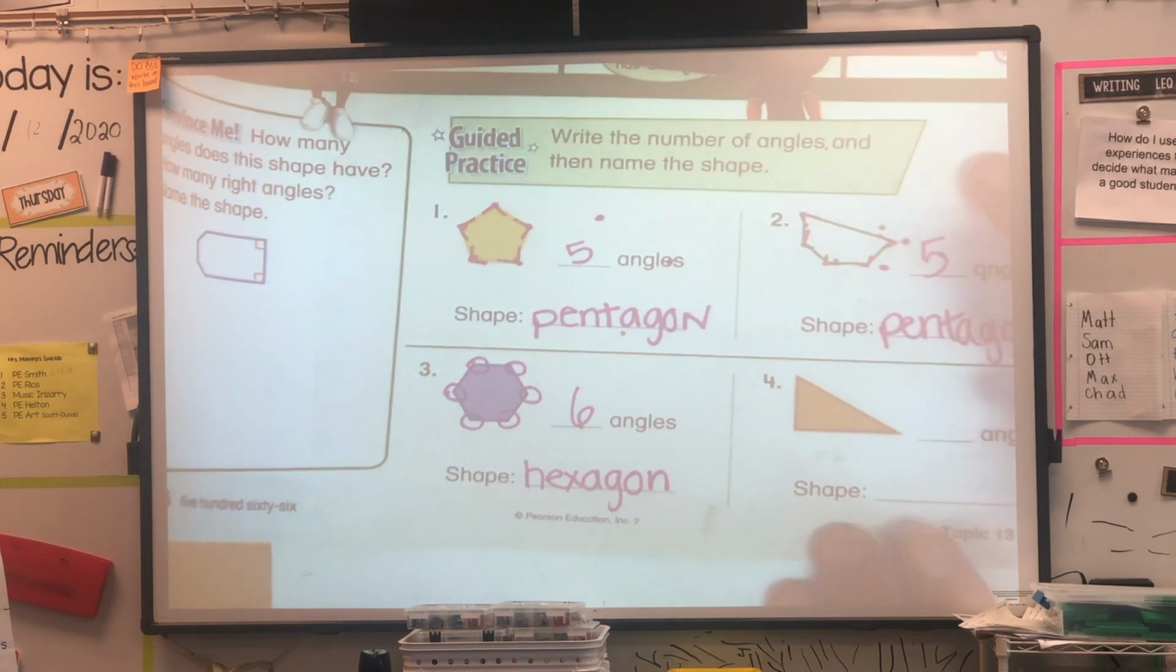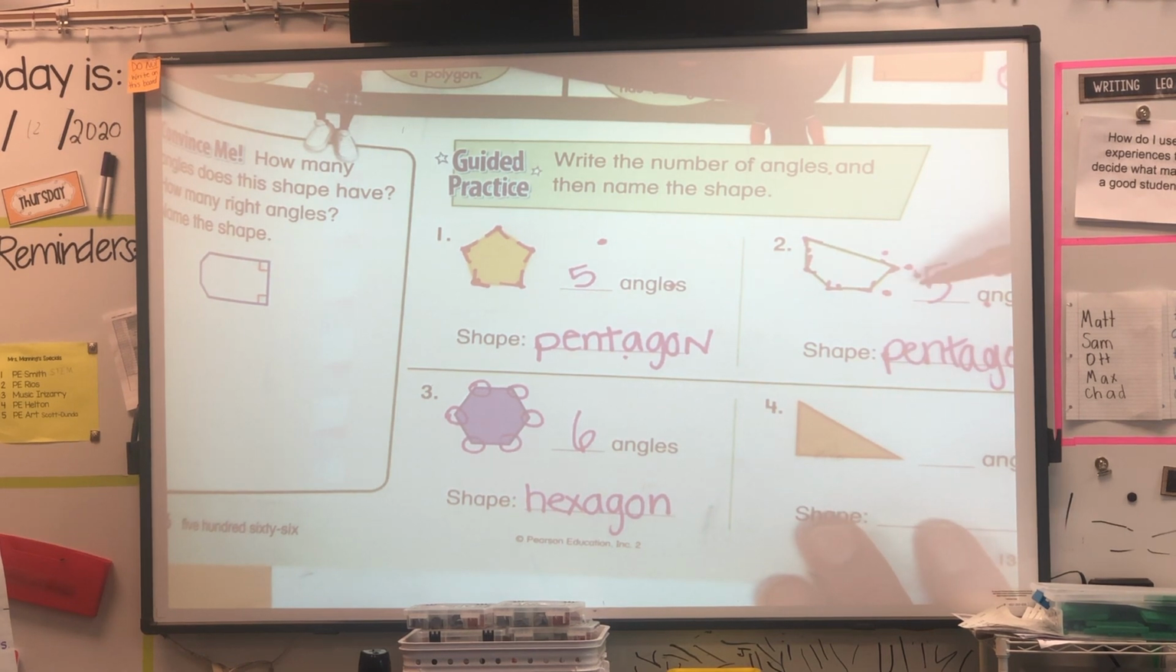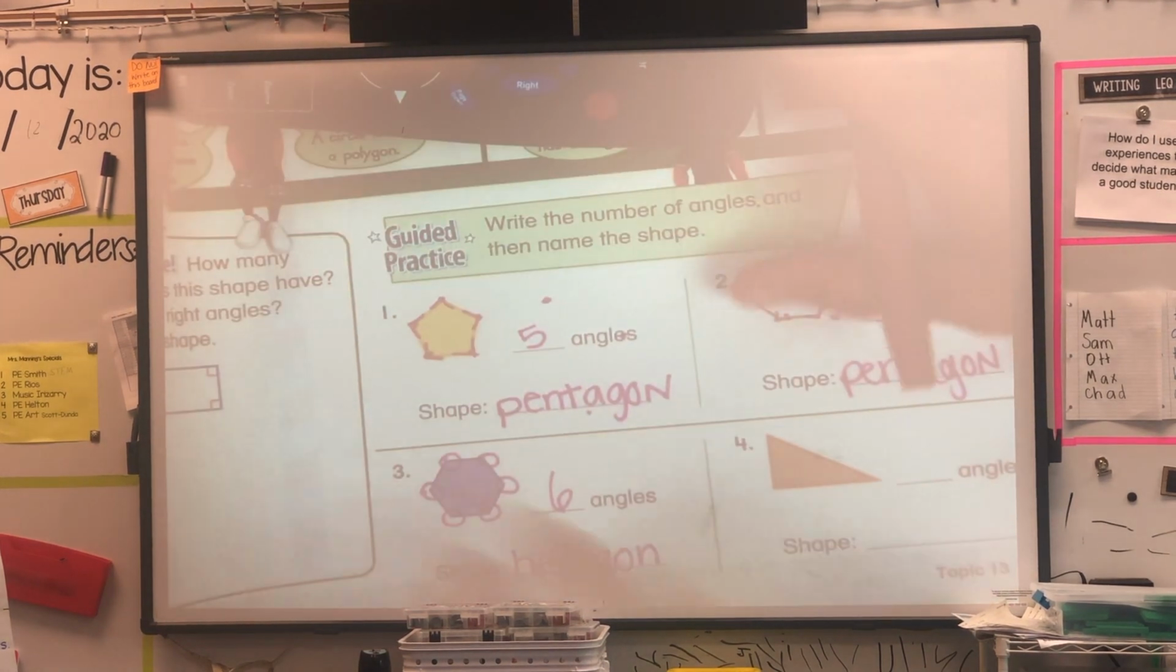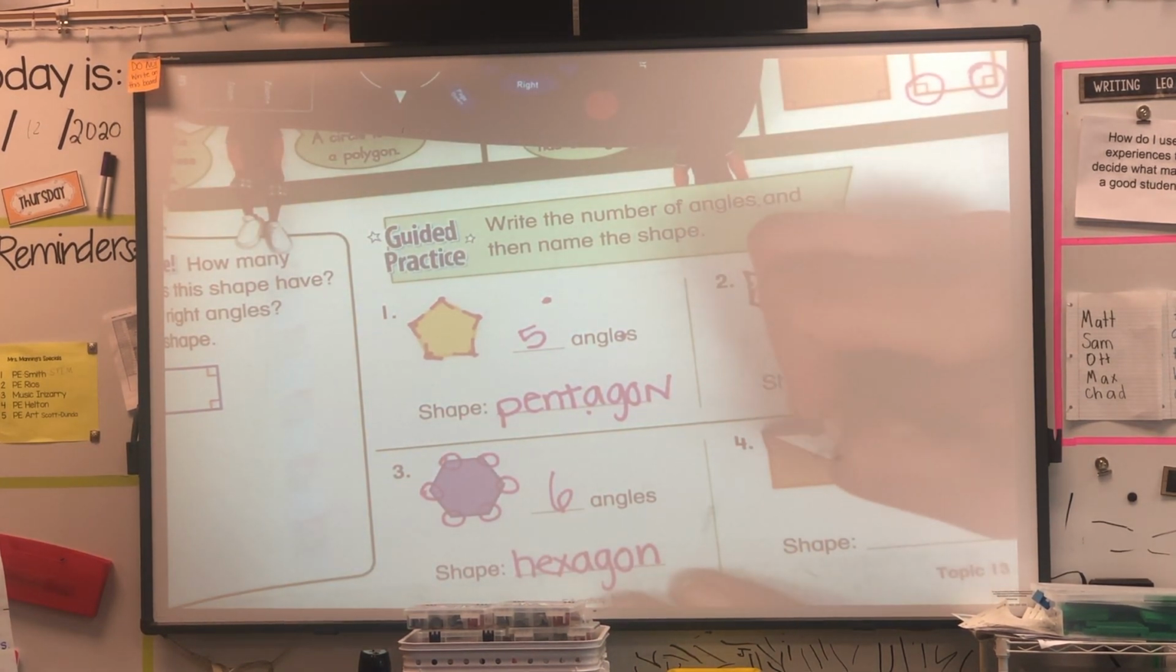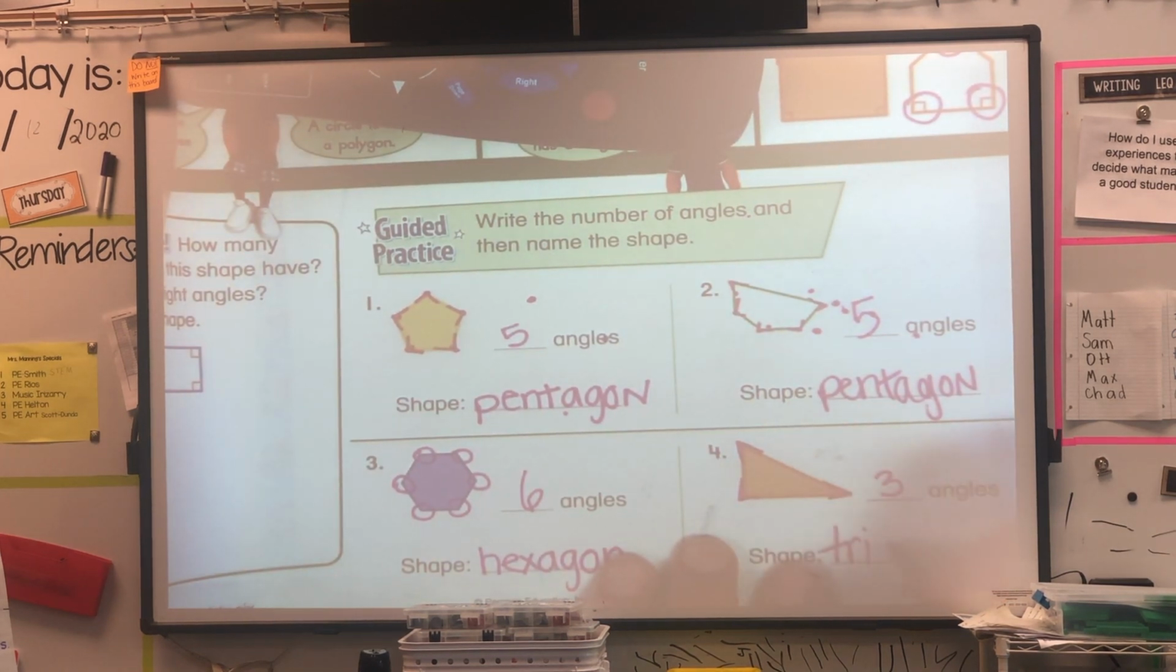All right, our last one. I know we all know what it is, but our standard says I am able to identify the number of sides, vertices, and angles to name my shape. Because if we look at our pentagon up here, it doesn't look like a normal pentagon, but I knew it was because I knew my rules. 5 sides, 5 angles, 5 vertices, pentagon. So I know this is an easy one, but let's count our angles. Ready? Go. 1, 2, 3. So I have 3 angles, and that is a triangle.